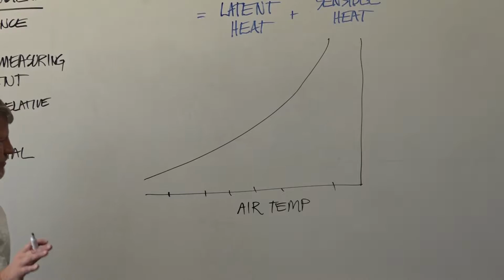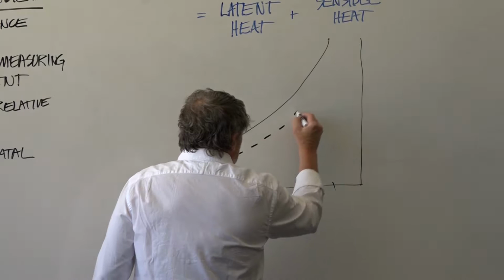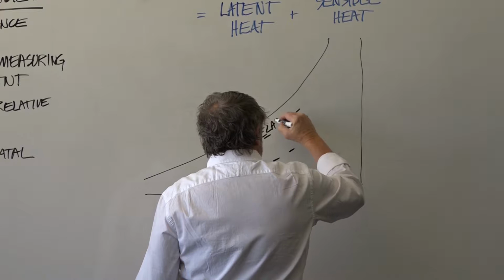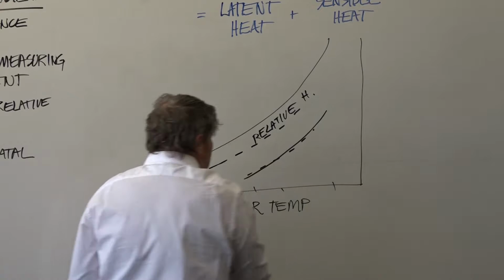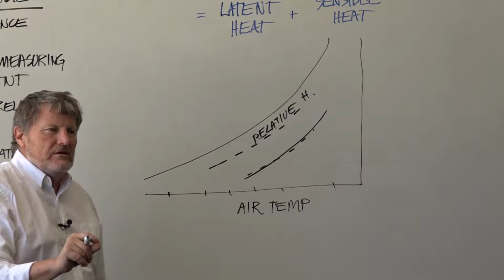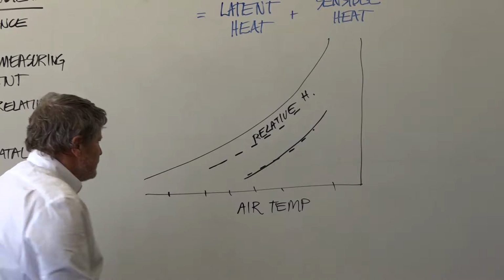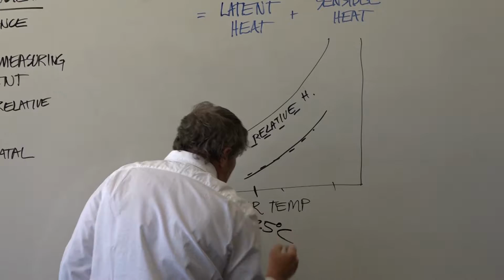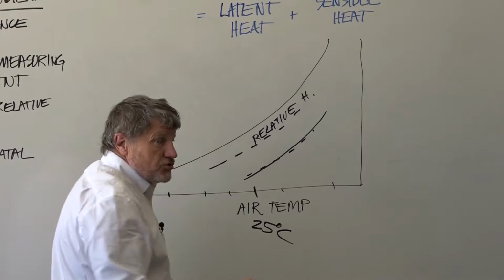These curves here in the middle are relative humidity, RH. All these curve lines like this. So let's take an example where we know air temperature and humidity and see what we can calculate from that. Let's say this room is 25°C and the humidity is 30%. This is Utah, it's dry air.